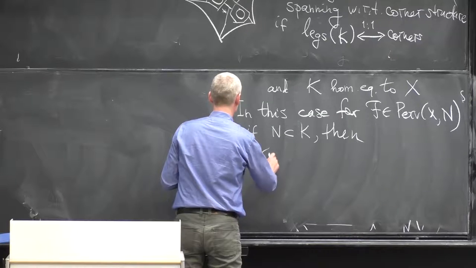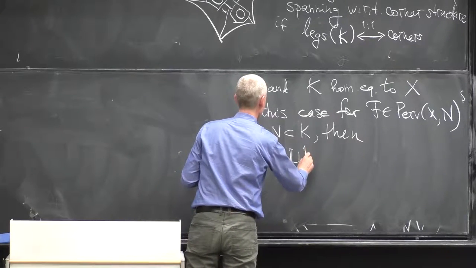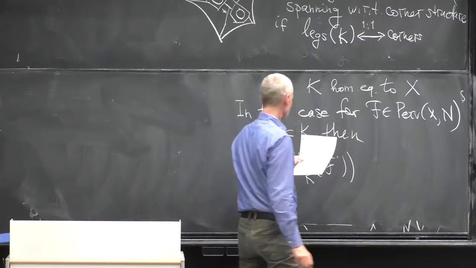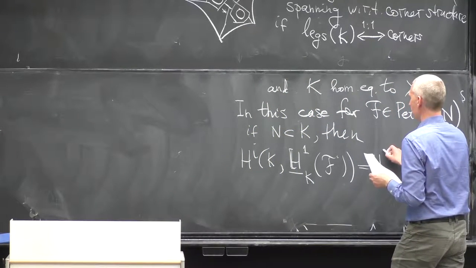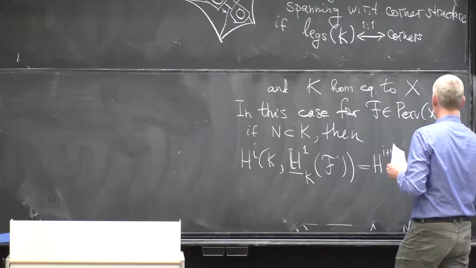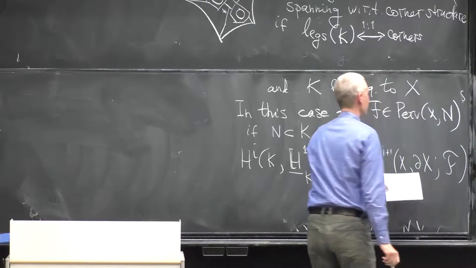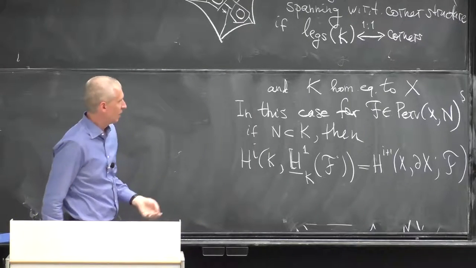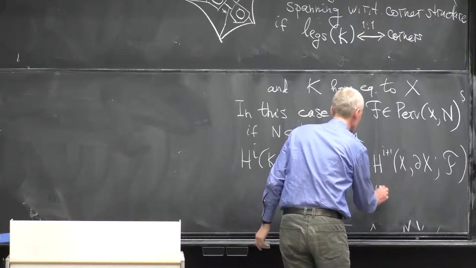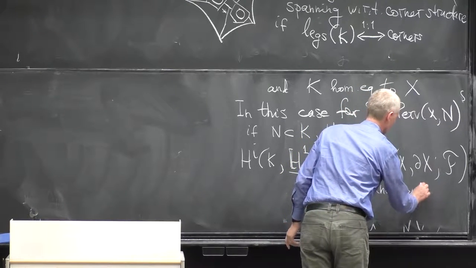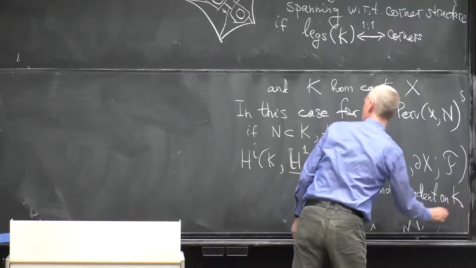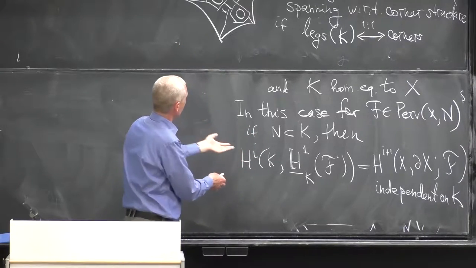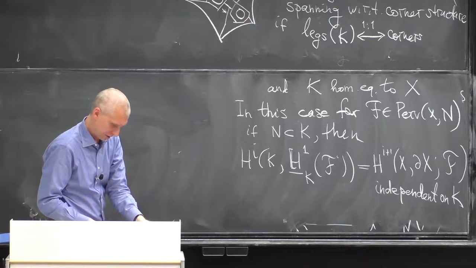H^i of K, there will be the first cohomology sheaf, first and only cohomology sheaf of F, is simply, again, the same formula as H^{i+1} of X, ∂X of F. Well, this is now ∂X is understood in this way that we throw this out. So what's interesting in this formula is that this thing is independent of the graph. And this depends on the graph. So the sheaf will depend, even the stalks of the sheaf will depend on how much the graph intersects.